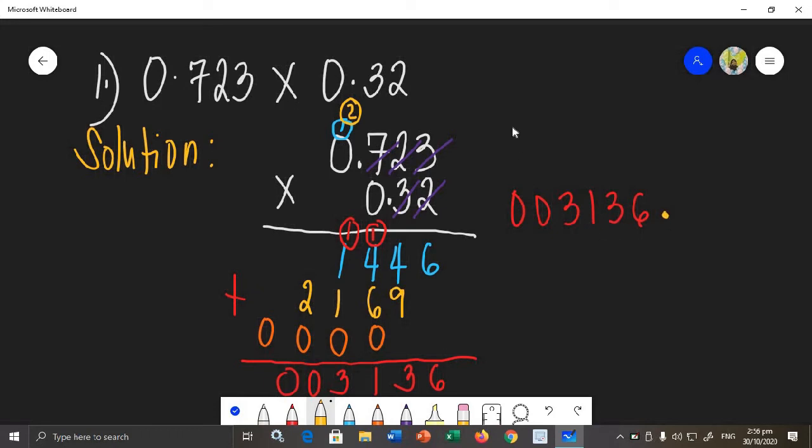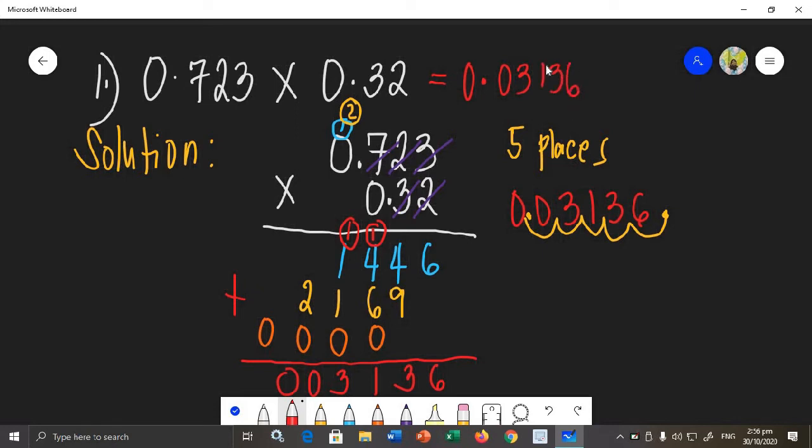We have 5 decimal places. So 5 decimal places, therefore 5 movements of the decimal point. So 1, 2, 3, 4, 5. Therefore, that will be the position of the decimal point. Therefore, the product is equal to 0.03136. So this is the product, 0.03136. Okay? So yan na yung product ng decimal numbers natin. Okay? So that is how you multiply decimal numbers.